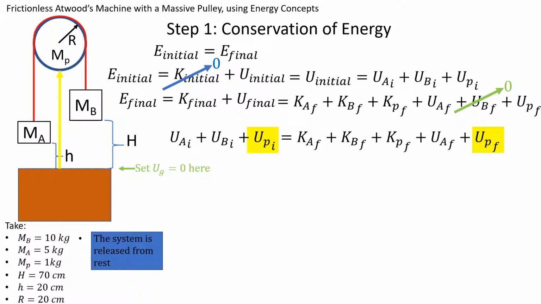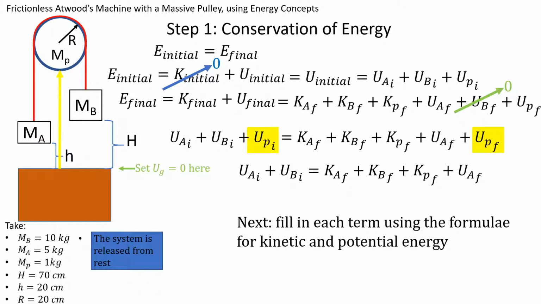The next thing to note is that the pulley does not change its height. And remember that the gravitational potential energy that an item has is related to how far away it is from where we set 0 to be. The pulley does not move up or down during this whole event, so UPI and UPF are the same. That's on both sides of the equation, so we can subtract it away, and we only have that the initial potential energies of masses A and B is equal to the final kinetic energies of A, B, and the pulley, plus the final potential energy of mass A.